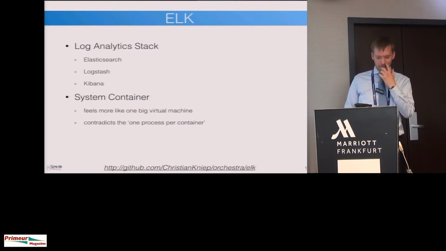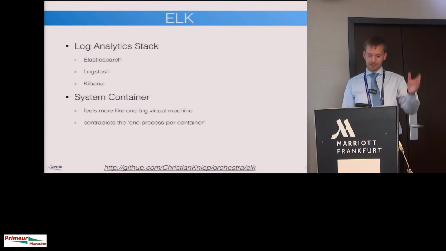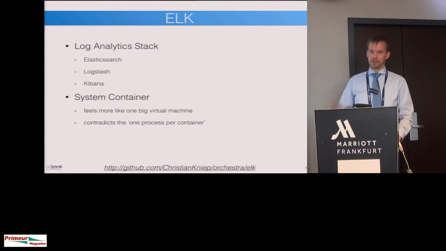You use Docker to mimic what you know from virtual machines, and then you create one big container that has SSHD running, that has all the heavy services that you're running in the virtual machine as well. That's a natural iteration or evolution. It feels more like one big virtual machine, and it contradicts the mantra of one process per container that Holger presented as well. The ideal way of using Docker or Linux containers would be one process, but I think that's most likely not the case.